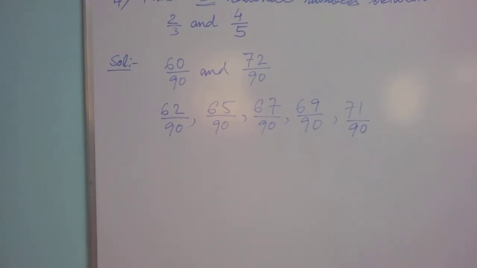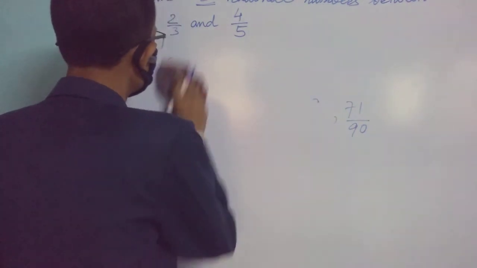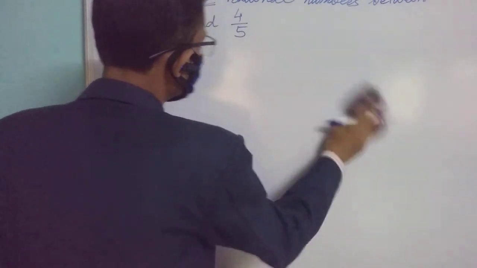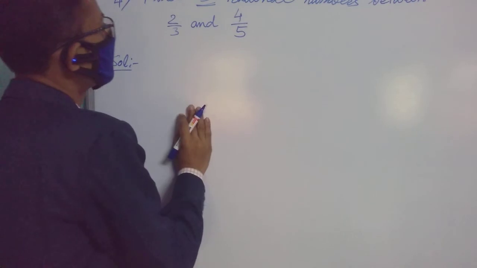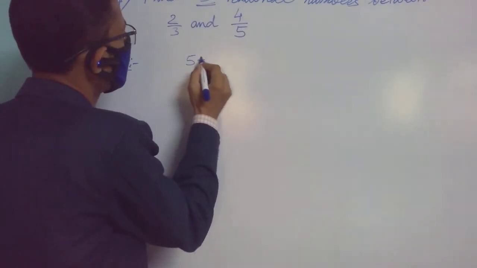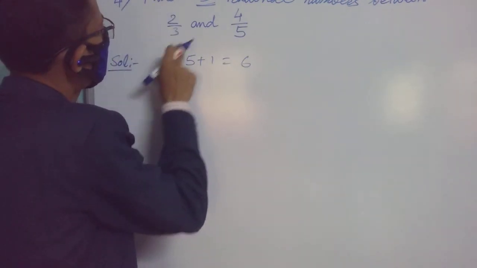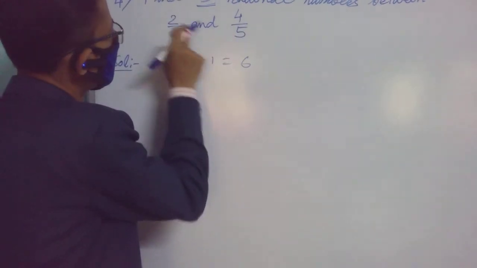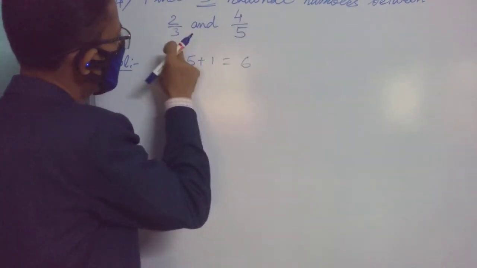So you understood the procedure? Now, how to solve the problem properly? Let us write down what you should write in the solution. 5 rational numbers between 2 by 3 and 4 by 5. Now you can understand that 5 plus 1 is equal to 6, and here we need to multiply this by this 5, and here we need to multiply this by 3 to make the denominators equal.